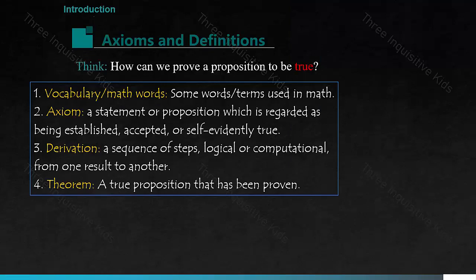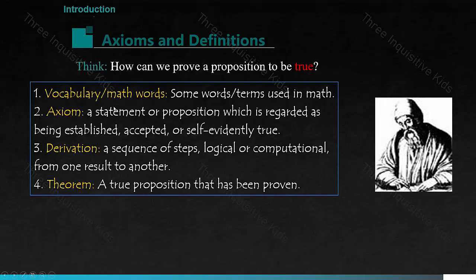Here are 4 main points for you to understand. Vocabulary and math words are just the words and terms used in math. An axiom is a statement or proposition which is regarded as being established, accepted, or self-evidently true. So it's like a very basic fact that nobody really needs to prove. They're like the foundations of math. And derivation is a sequence of steps, logical or computational, from one result to another. So it's basically your thinking, but in the language of math.